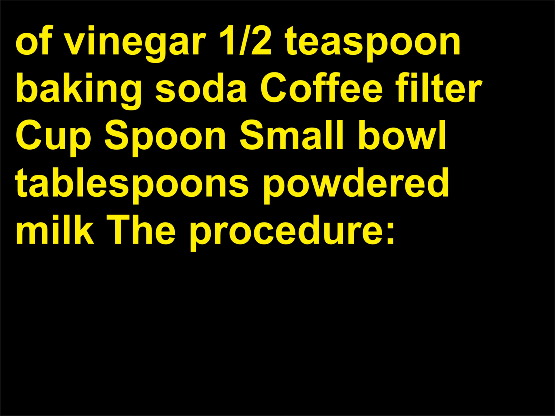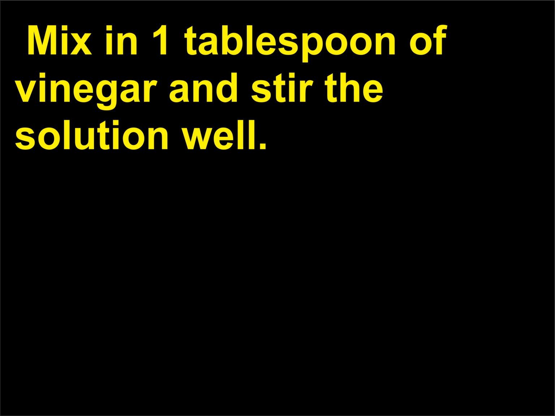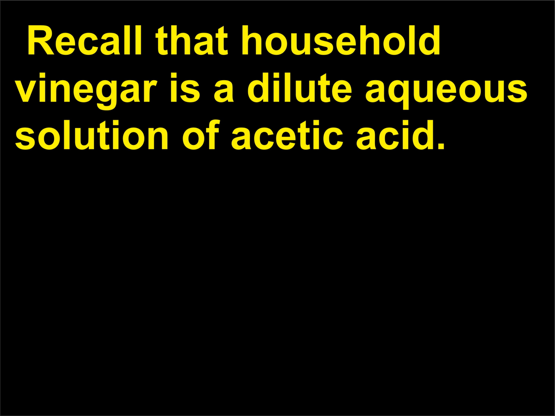The procedure: dissolve 2 tablespoons of powdered milk in 1/4 cup of hot tap water. Mix in 1 tablespoon of vinegar and stir the solution well. Recall that household vinegar is a dilute aqueous solution of acetic acid.